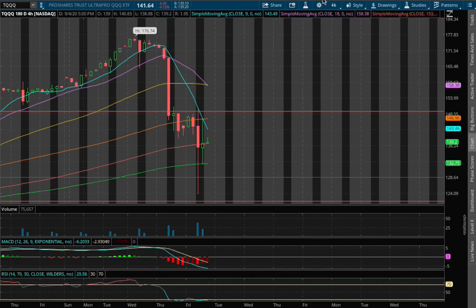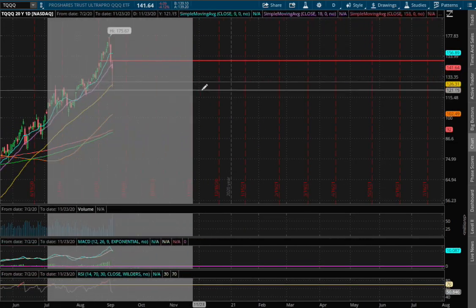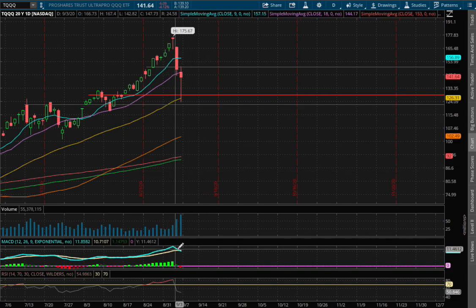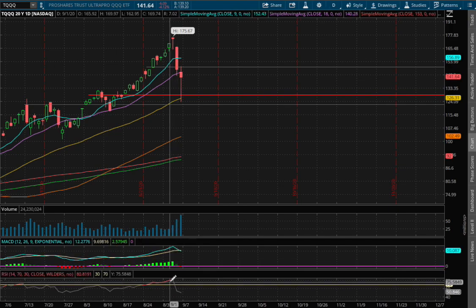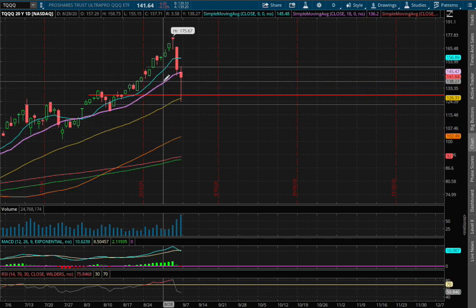but I do bet we may test that level again. For the daily chart, we also see another support around the 50-day moving average, this yellow line. And we also see a divergence on daily MACD and no longer overbought on the daily RSI. So at the moment, the 18-day moving average will act as our resistance since we're below that range.